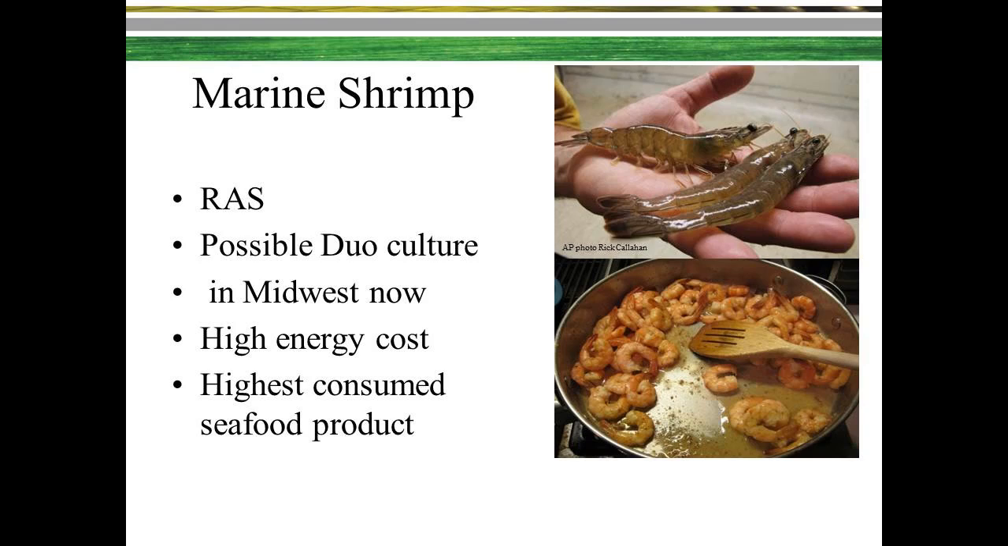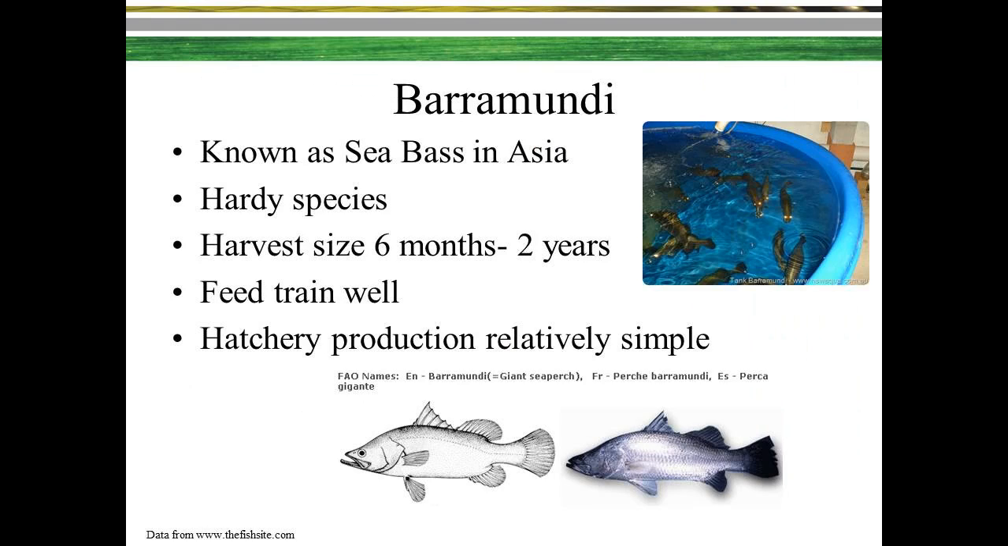And then, possibly using the water, like I said, to grow. Again, it's a very warm water animal, so you could be using it to grow any other species with that. And then just another, like I said, barramundi. That is, again, in the Midwest also. Apparently a very hardy species. Again, I'm not familiar at all with this species, but there are people growing it. And it feed trains well. Like I said, from what I understand, it's very, very simple hatchery production.